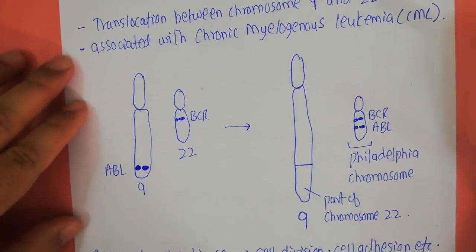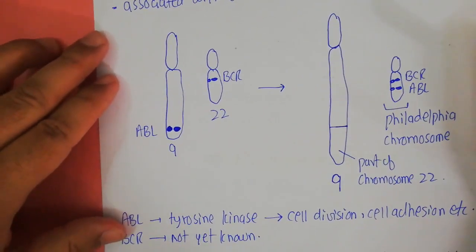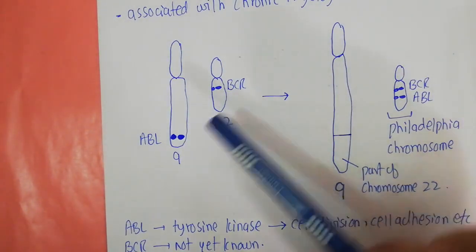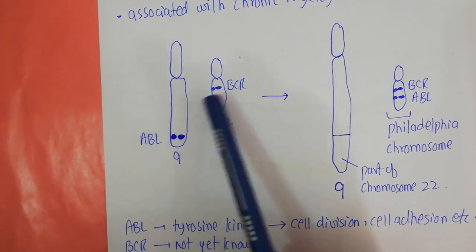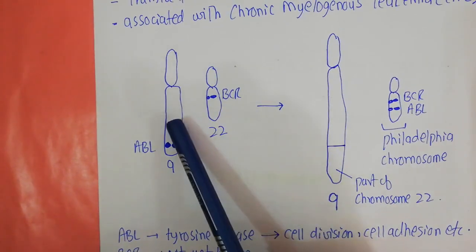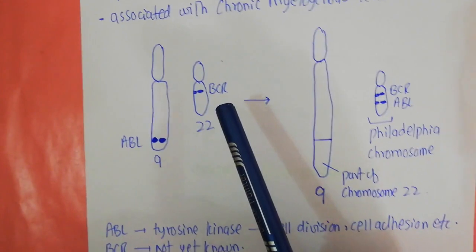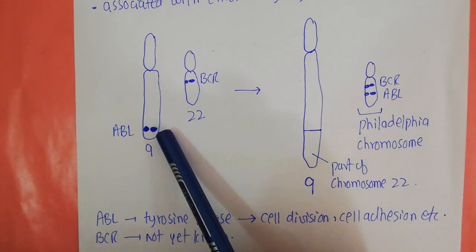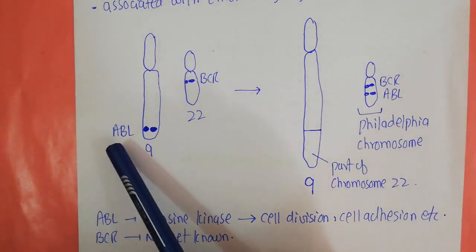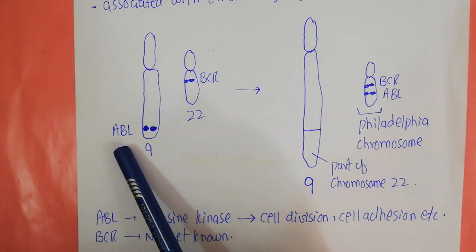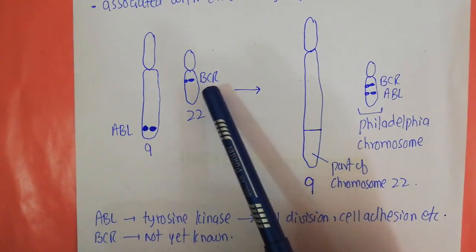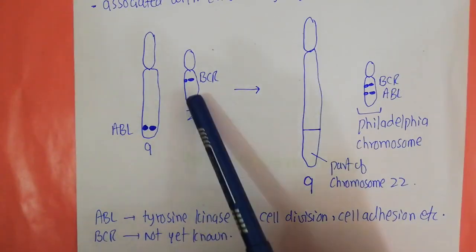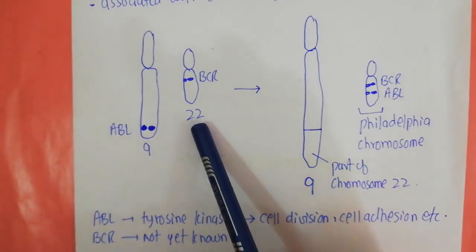Now, what is happening in the formation of the Philadelphia chromosome is that you have chromosome number 9 over here, and chromosome number 22 over here. So this is before the translocation. And when the translocation happens, chromosome number 9 and chromosome number 22 are changing segments. Chromosome number 9 has a gene for a protein which is known as the ABL gene. Chromosome number 22 has a gene which is called the BCR gene. So the ABL gene is on chromosome number 9, the BCR gene is on chromosome number 22.